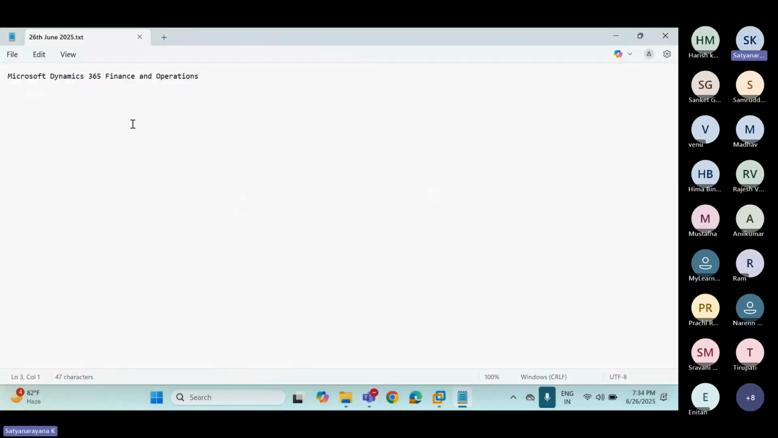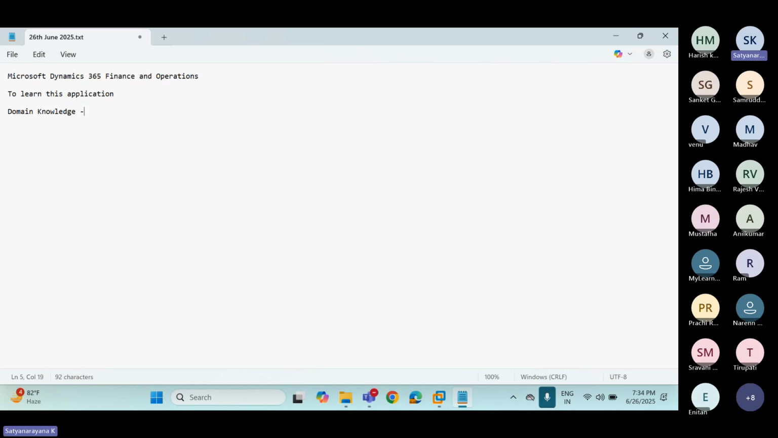Fine. So in this, I'm a functional expert. Then if you want to learn this application, what are the skills required? Okay, the first one is domain knowledge. First, we need domain knowledge.